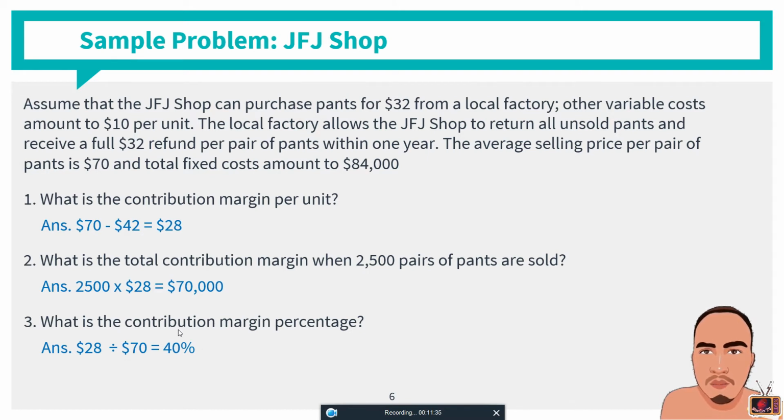Meaning that the $28, the 40% from the price, is what the JFJ shop gets for each pair of pants. From the local factory, with a total cost of $42, and they are selling it for $70, they are having a profit or contribution margin percentage of 40% for each pair of pants.